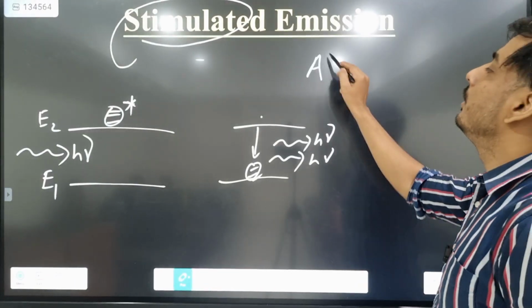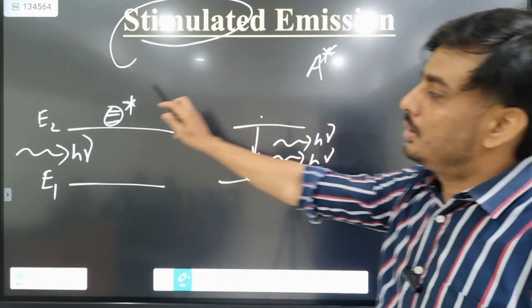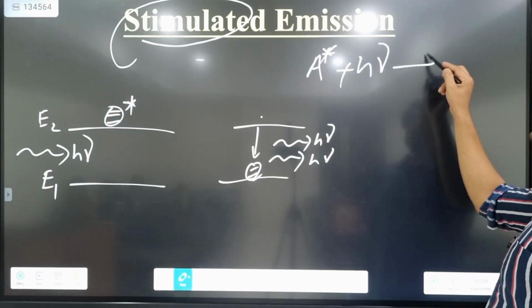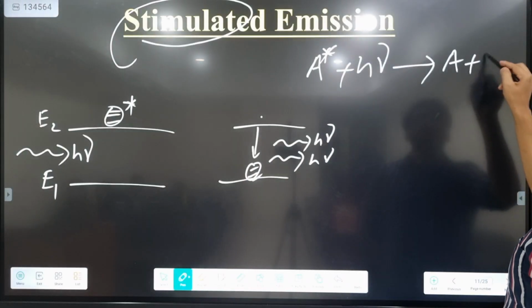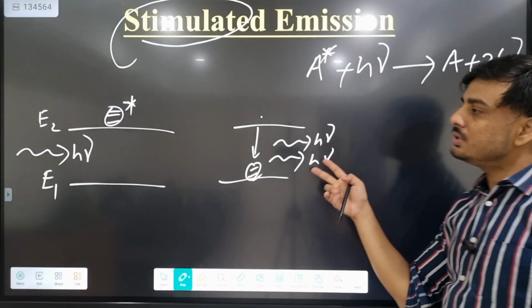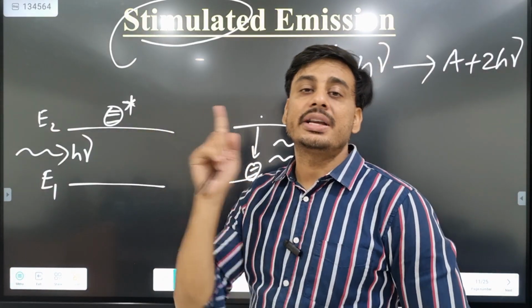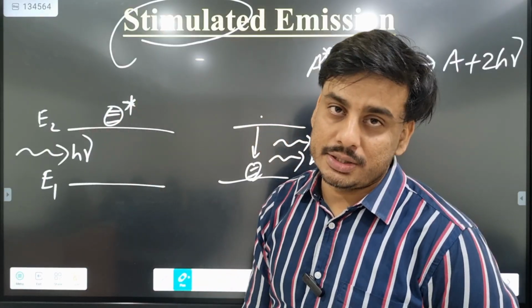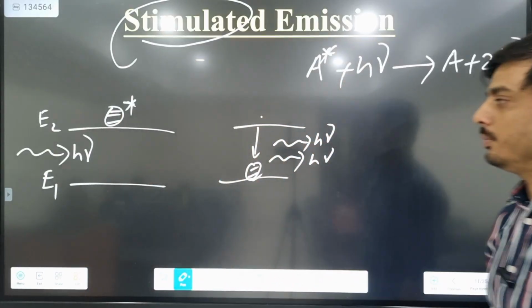Symbolically we can write A star, the excited state, plus we are giving h nu amount of energy. This will release energy, so 2h nu. This is the symbolic representation of it. 2h nu, because excited means some extra amount of energy is there, and again we are giving h nu amount of energy, so total energy will be 2h nu.